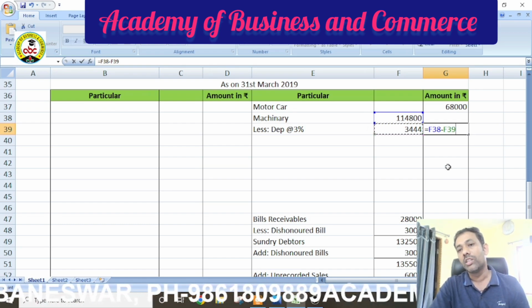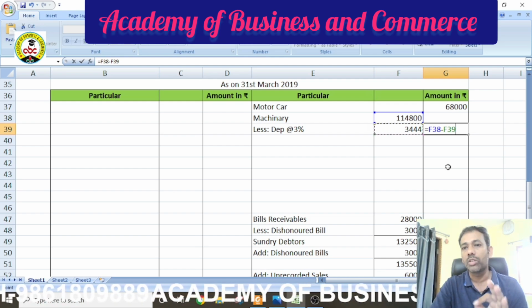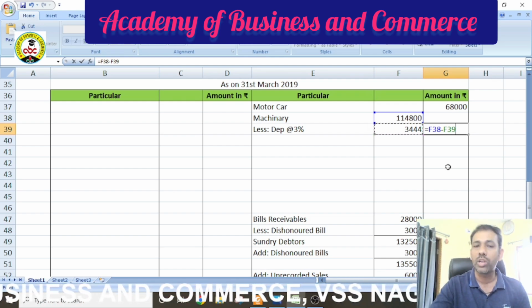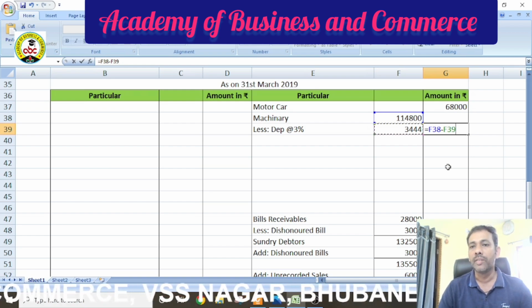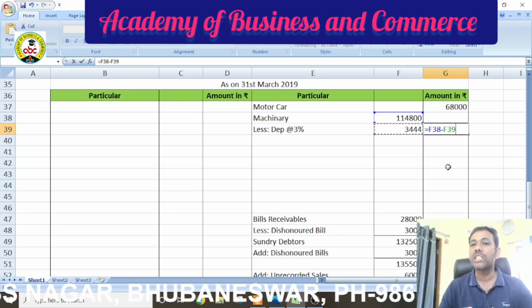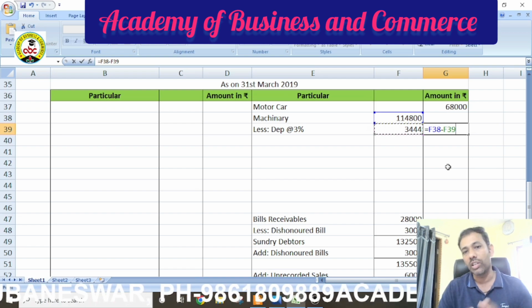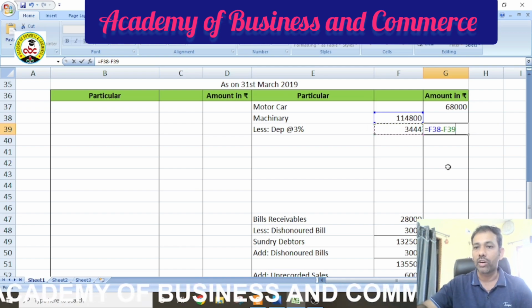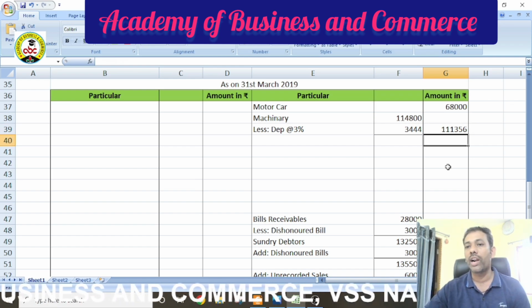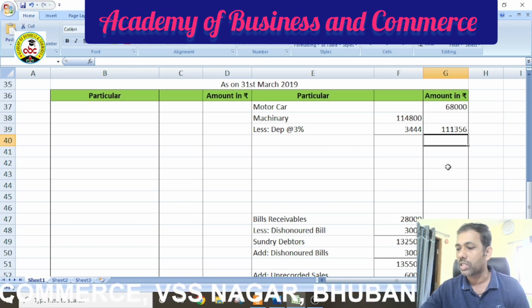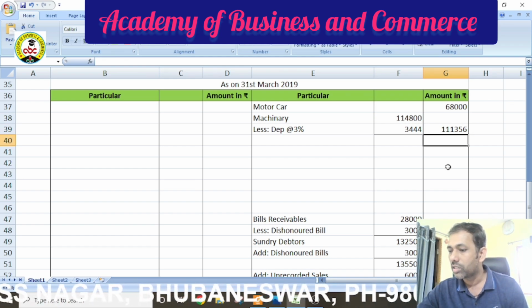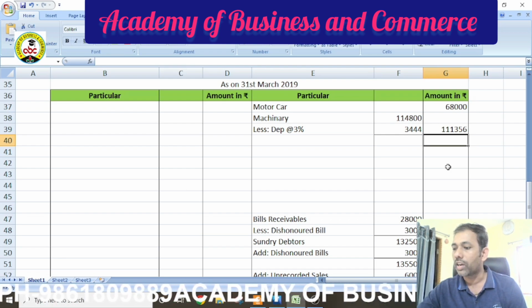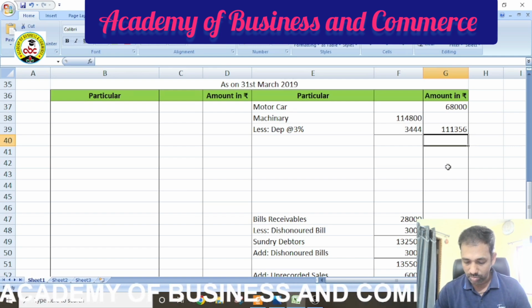So that means whatever the book value is given, on that amount we have to take the depreciation at 3%. Depreciation means when we are using one fixed asset, its value is decreased. The decreased part of value is known as depreciation. Here the decrease in a year is 3%, which is given in the adjustment. That we have deducted. And the outer column amount is 1,11,356. This is the balance sheet figure which you have to take.